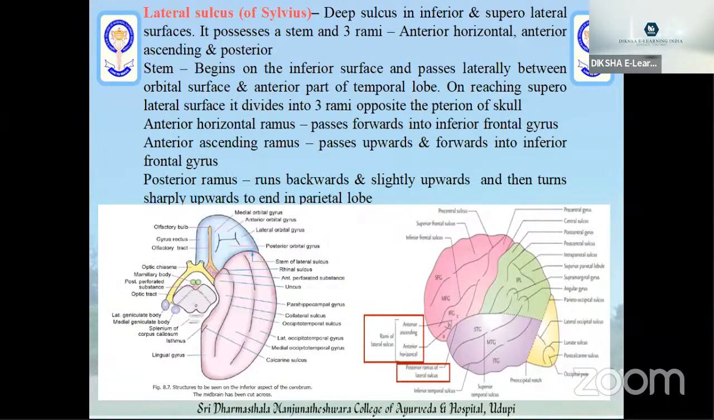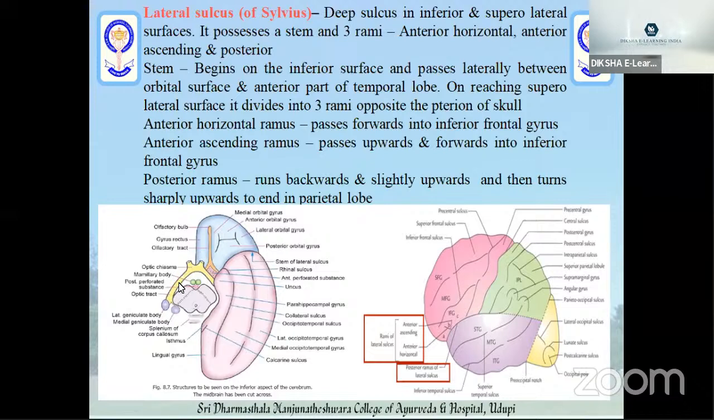Next, another important sulcus to remember is the lateral sulcus, or sulcus of Sylvius. It is a deep sulcus located in the inferior and superior lateral surface. It possesses a stem and 3 rami. They are the anterior horizontal ramus, anterior ascending ramus, and posterior ramus.